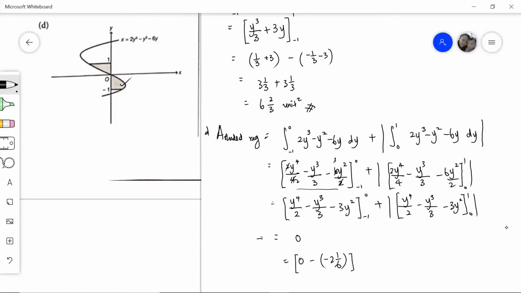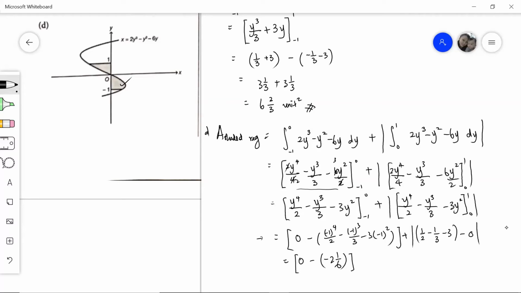I left this one. We have to show how we substitute in. All right, we have to show. Okay, cannot let them know we are using the calculator to do this. So we have -1 raised up to the power of 4 over 2 minus -1 raised up to the power of 3 over 3 minus 3 times -1 squared. This is the first part. And then the second part will be 1 over 2 minus 1 over 3 minus 3. Then minus, when we put in 0, we got 0.